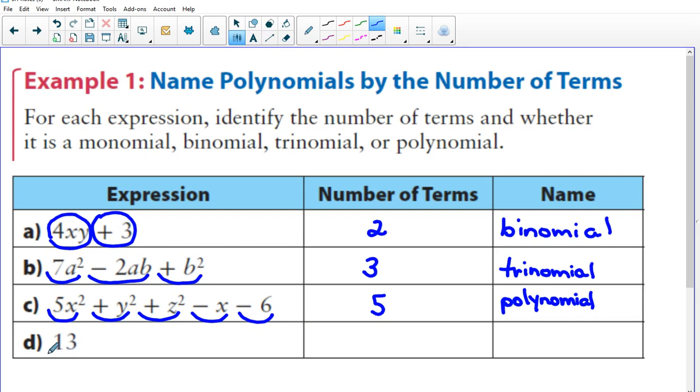Okay, 13 is 1 term, and a 1 term is a monomial. Okay, 13 is also a constant, so I just want you to also be aware that if it were 13y, that's still a monomial, 1 term. So it could be a constant. It could also have variables attached to it.